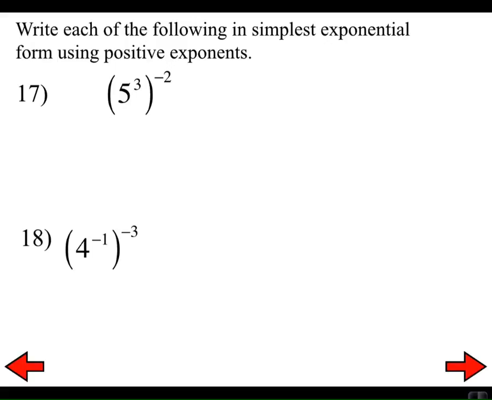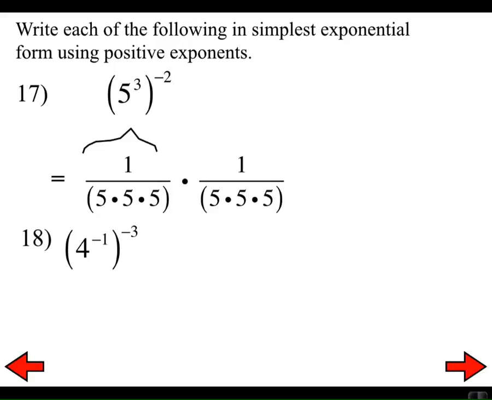Please try numbers 17 through 22. So for number 17, so 5 cubed doesn't have to be simplified, but because it's raised to a negative exponent, I'm going to take the reciprocal of that. And I'm going to go ahead and write it twice. So I'm going to get 1 over 5 to the 6th power.